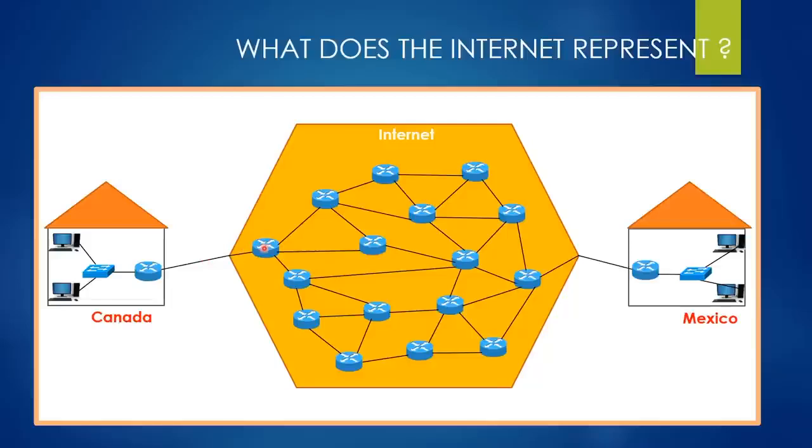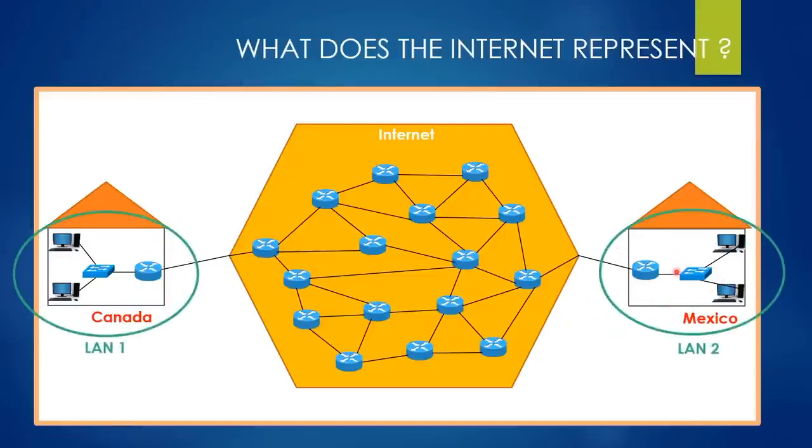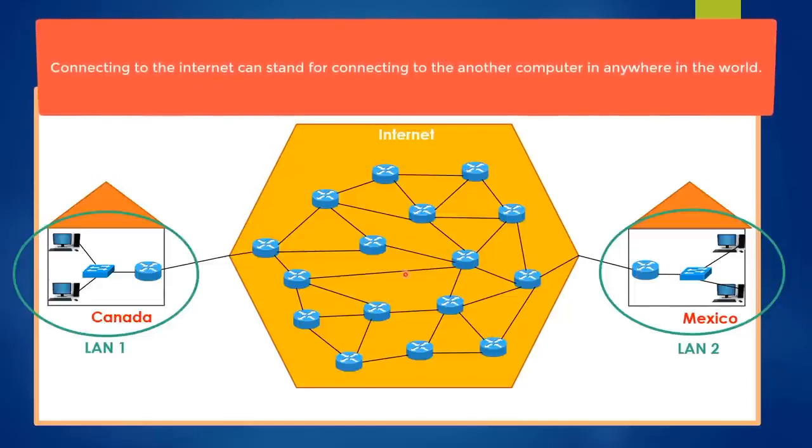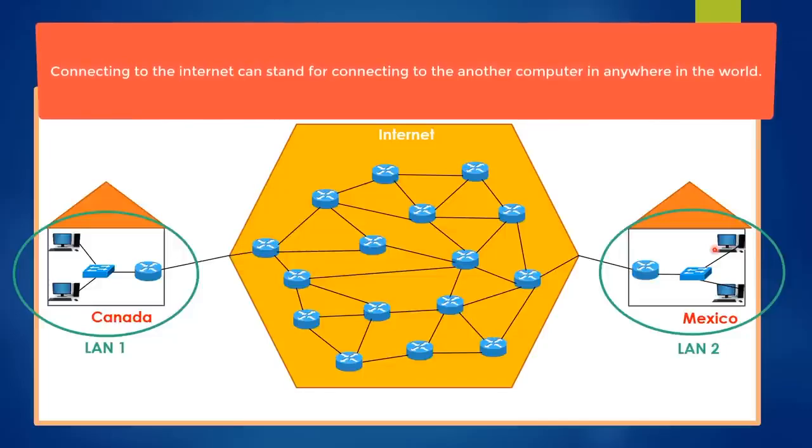On the other hand, you can think of the router as the device we use to communicate with a computer in another part of the world, or as the device we use to communicate with a computer in a different LAN. I mean, there is a LAN here, right? And there is another LAN here. This is obvious. Therefore, we can draw the following conclusion. Connecting to the internet actually can stand for connecting to another computer located anywhere in the world.